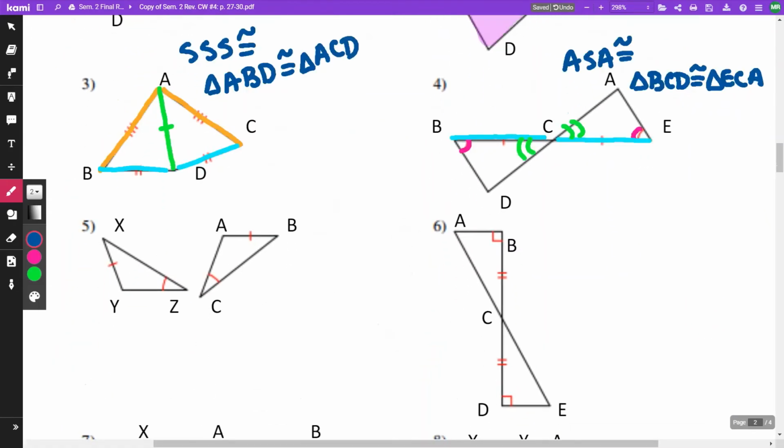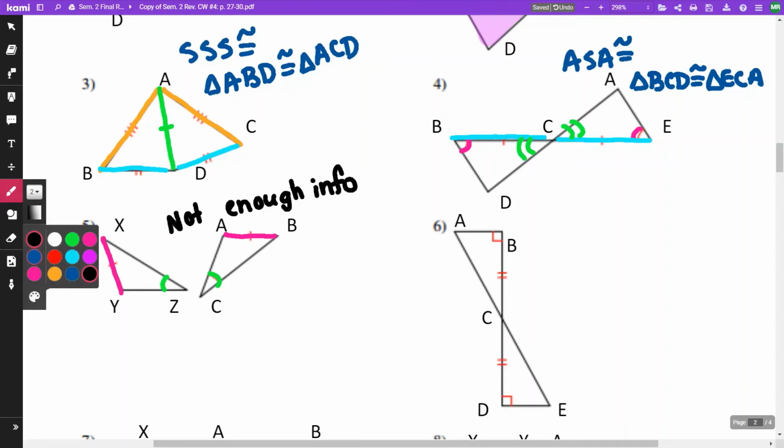On number 5, in this case, I have a side and a side. I have an angle and an angle, and I don't know anything else. So this one is not enough info. I needed more.